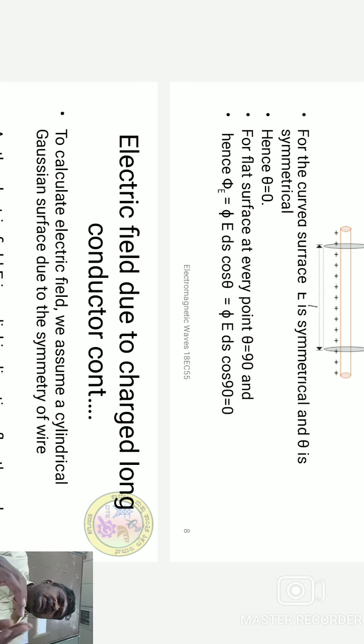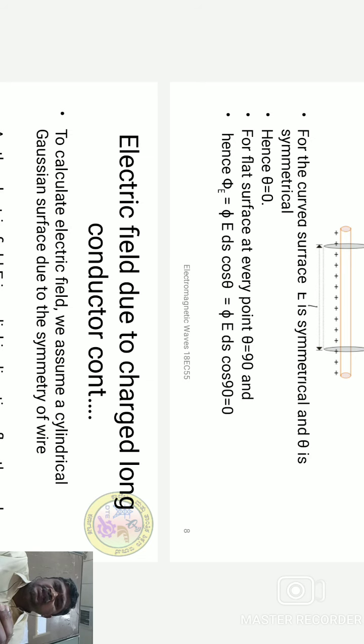Those are the electric field due to the curved shape, the electric field due to the top, and the electric field due to the bottom. To calculate these, we will add them up. What is the general expression? The general expression is the closed integral of E ds cos theta, which is equal to q upon epsilon naught. Let us see the left hand side, that is the closed integral of E ds cos theta.